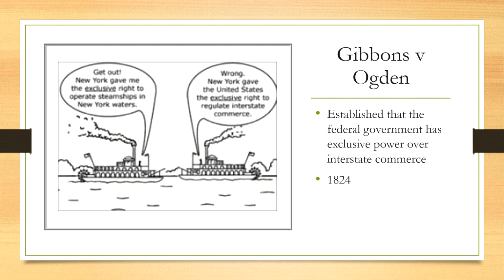And if you look at the little image, this little boat says, "Get out, New York gave me the exclusive right to operate steamboats in New York waters." Then the other one says, "Wrong, New York gave the United States the exclusive right to regulate interstate commerce." So that's just a funny way of putting it.